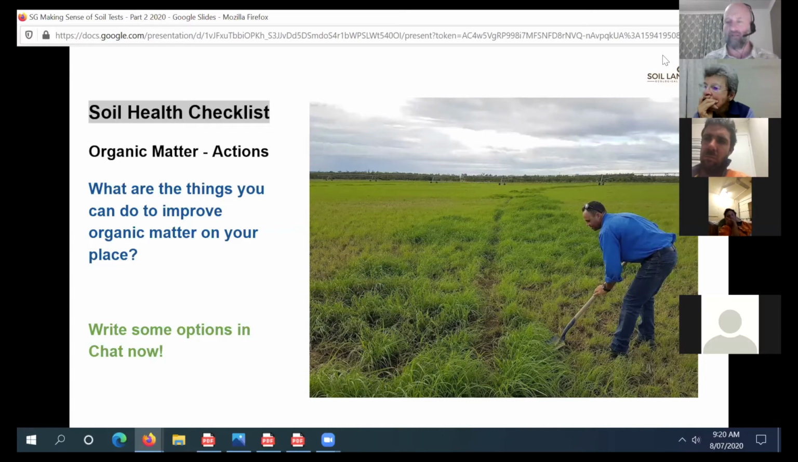So particularly if you've got a Rhodes grass paddock, such as this one, and you're cutting it for hay too short too often, which you often want to do because you want to make money out of it, what happens is the Rhodes grass roots get really small and they don't contribute organic matter into the soil. So you end up with poor organic matter in your soil.